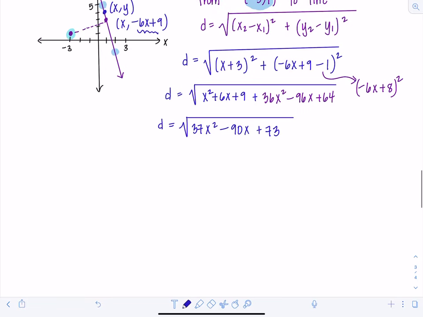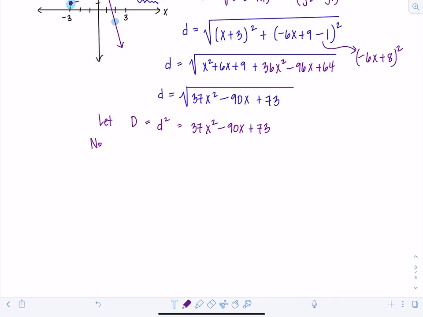So what we're going to do, and this is a technique you can apply during optimization problems when you have a radical function, we're going to let capital D equal my distance squared. So basically, capital D of x is equal to 37x squared minus 90x plus 73. Everything underneath the radicand, but no square root sign anymore.